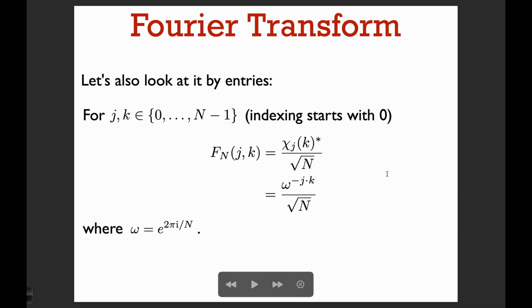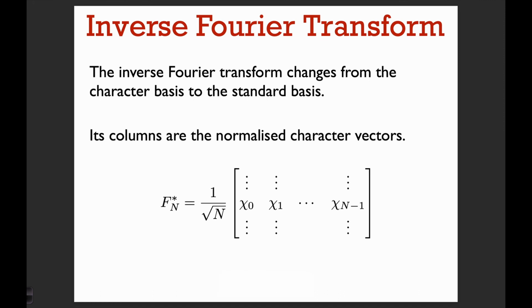We can also just think of it by entries. Okay, so the j comma k entry of the Fourier transform matrix is going to be omega to the minus j times k divided by root n, where again, omega here is our primitive nth root of unity. Okay, and this matrix U that we first talked about, that's the inverse Fourier transform. Okay, so it changes from the character basis to the standard basis. So its columns are just the normalized character vectors.